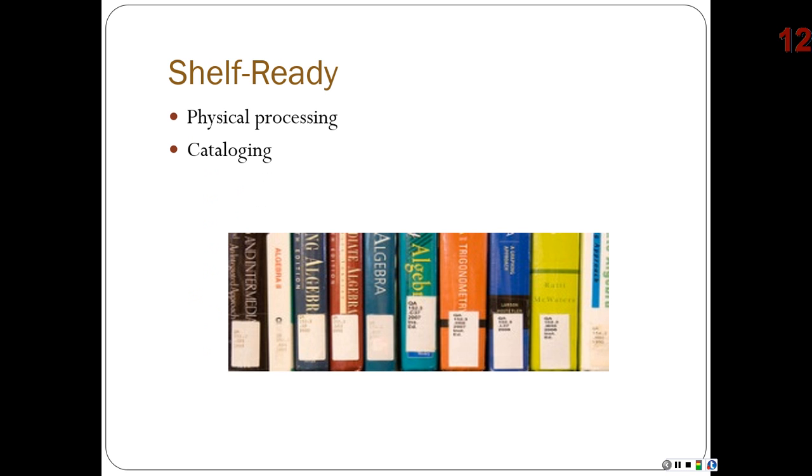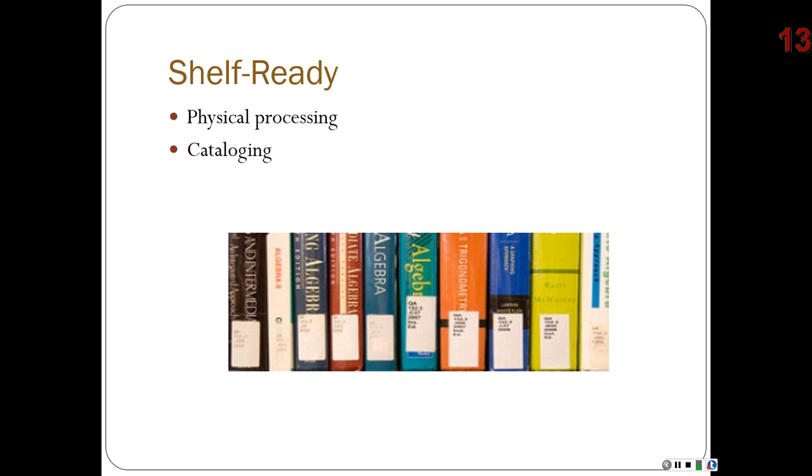Additionally, jobbers can provide shelf-ready services as well as MARC records. Shelf-ready means that the physical resources come to the library processed and cataloged according to specifications that you've worked out with the vendor, and they're ready to go out on the shelf when you take them out of the box. MARC records, which is our cataloging record, our format for cataloging records, can be included and will need to be loaded into the ILS when received.